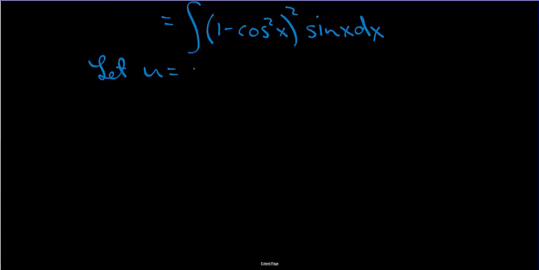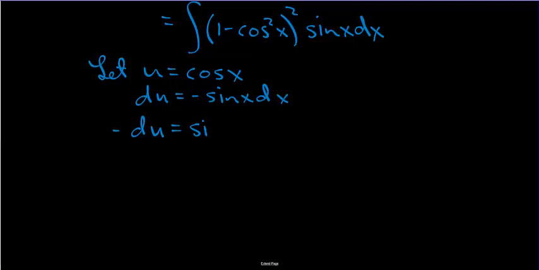I'll let u equal cosine x. Then du is, of course, negative sine x. Right? Not exactly what we want. We got sine x, not negative sine x. So I'll just do negative du. Okay? And then, why do you pick u as cosine? Well, I picked u to be cosine x because I noticed that I've got this right here, and that's almost the derivative of cosine. So I figured, okay, I'll let u be cosine, then du will take care of the rest of it.